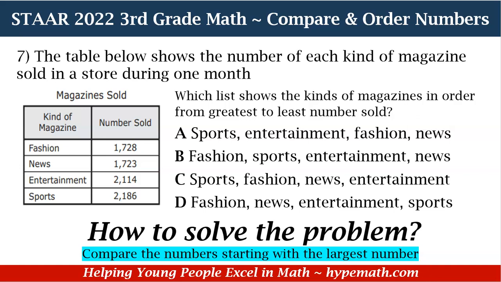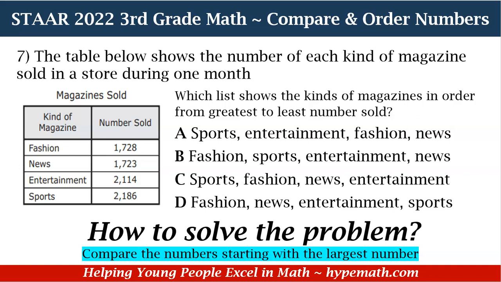Now we need to move to the ones place. Just a quick review: fashion and news both have a 1 in the thousands place, a 7 in the hundreds place, and a 2 in the tens place. So now we're going to focus just on the ones place. For fashion, in the ones place, there is an 8. And for news, there is a 3. What's the greatest number between 8 and 3? If you said 8, you're absolutely correct.